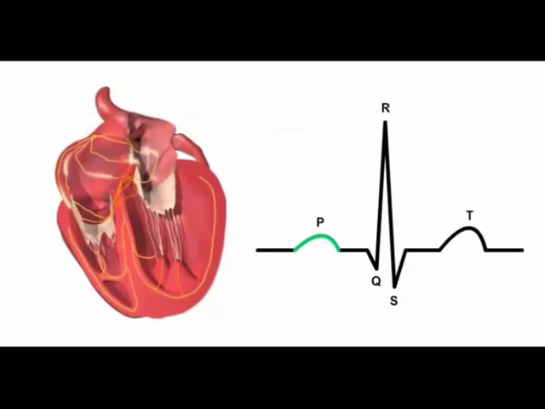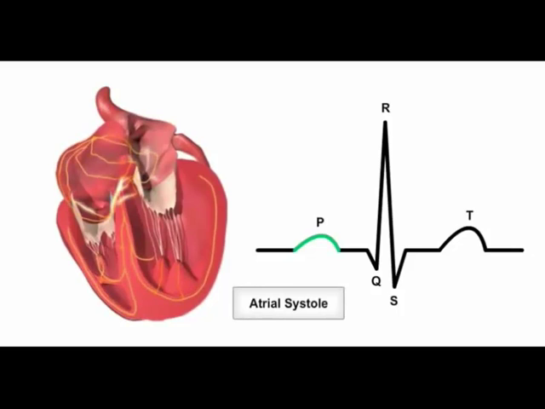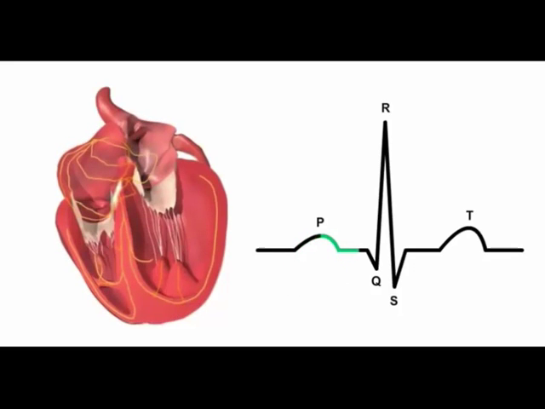The signal spreads across both atria, causing the muscle cells to depolarize and contract, inducing a phase known as atrial systole. On the ECG, this atrial depolarization is represented by the P wave. The period of conduction that follows atrial systole and precedes the contraction of the ventricles is depicted on the ECG by the PR segment, a flat line following the P wave.